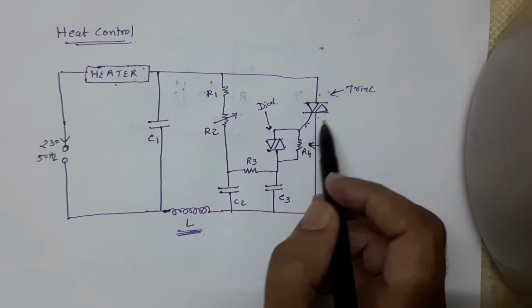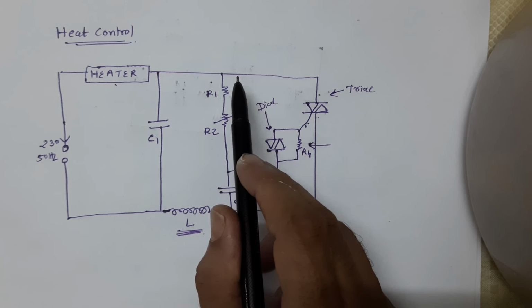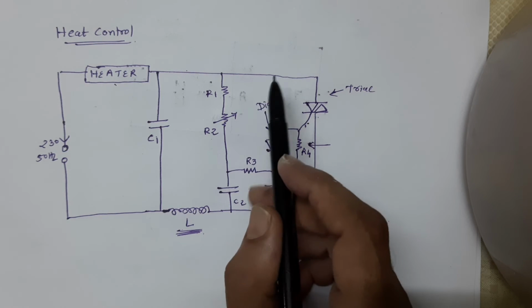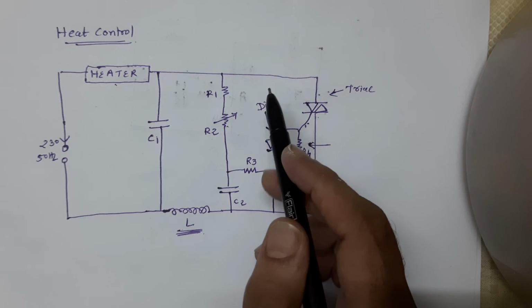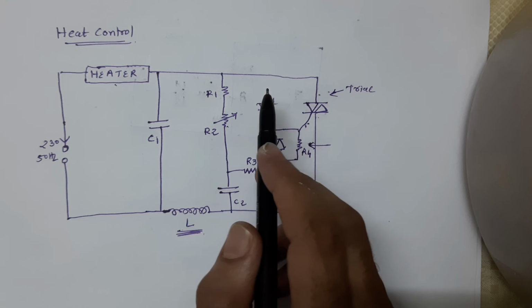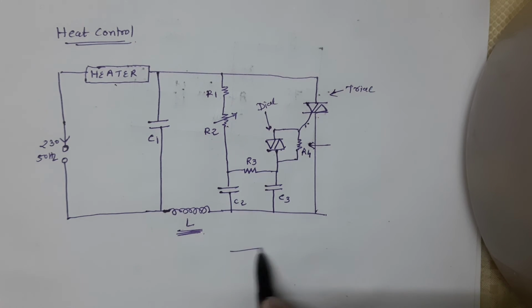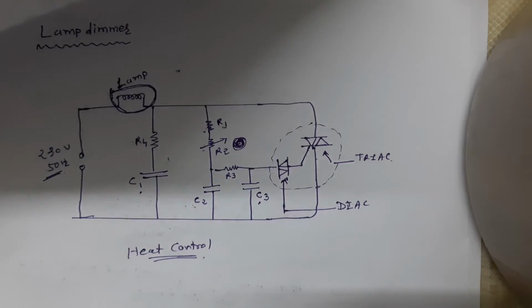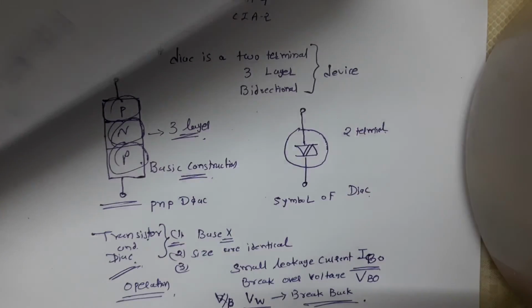Hence, when it is on, AC power is supplied to the heater. By adjusting the value of the variable resistance R2, any portion of the positive and negative half cycle of the supply voltage can be passed through the heater. This permits a smooth control of the heat output from the heater. So this is the application of the diac. Now we will see two examples of the diac. So this is your first example.